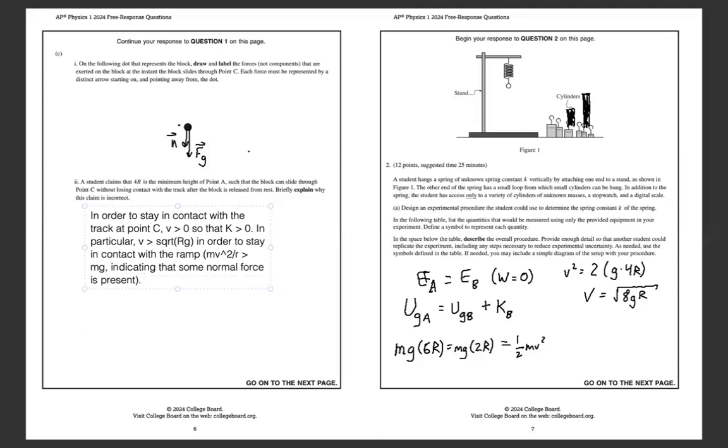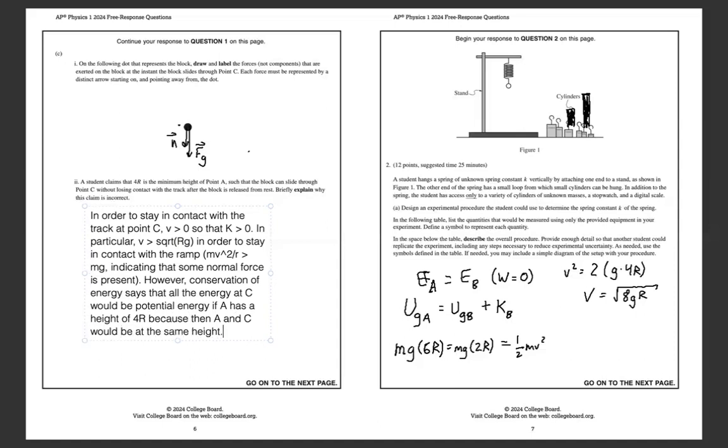All right. And then in terms of that, however, conservation of energy says that all the energy at point C would be potential energy if A has a height of 4r, because then A and C would be at the same height. All right, there we go.